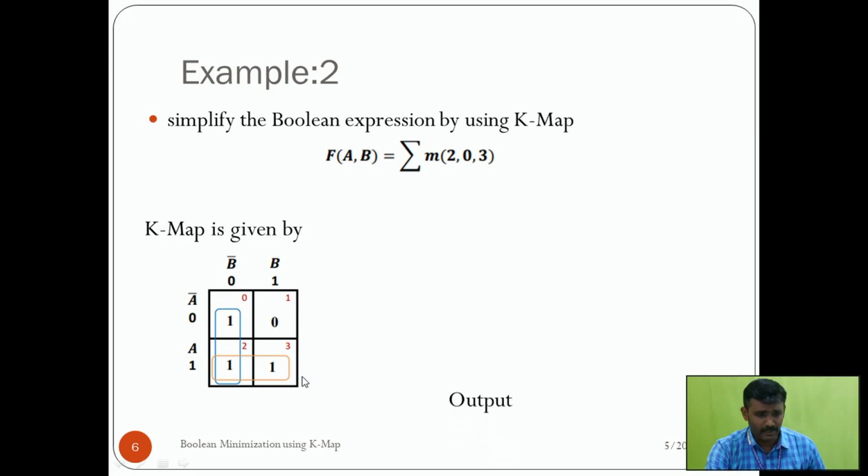Okay, therefore the final result will be f of a comma b equal to b bar plus a. This a represents this yellow color pair, and b bar represents the blue color pair.